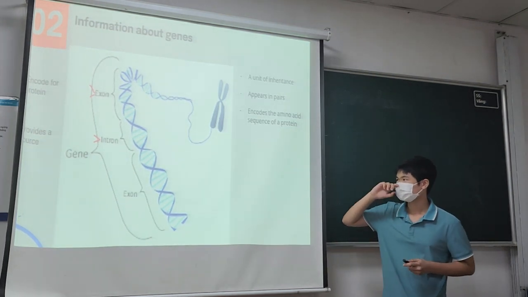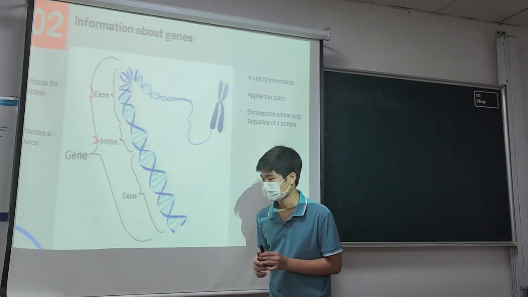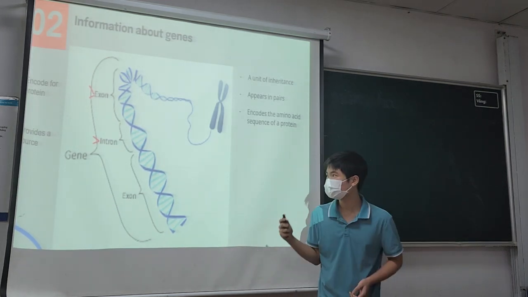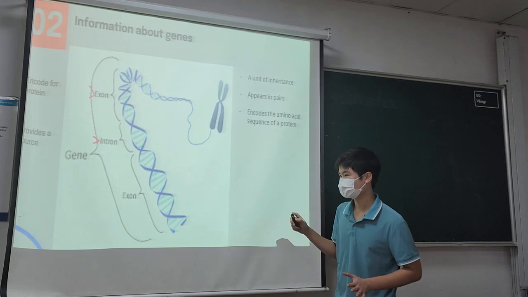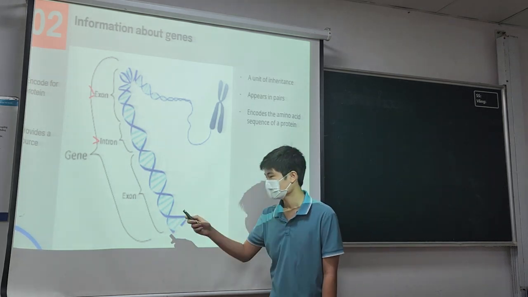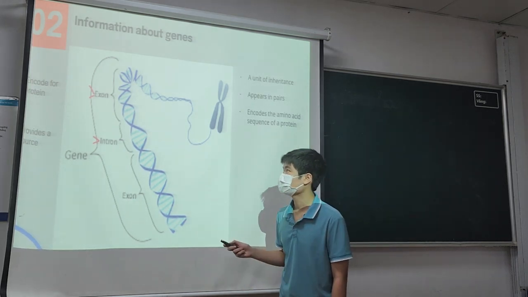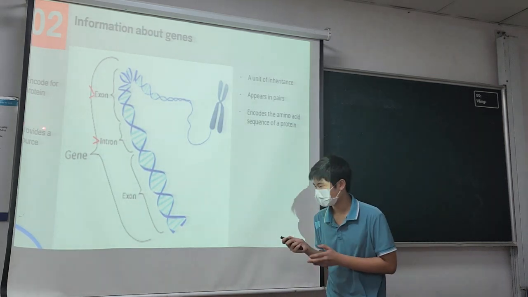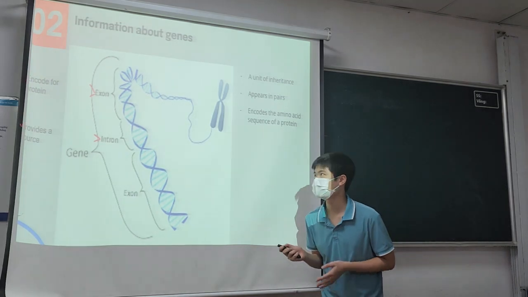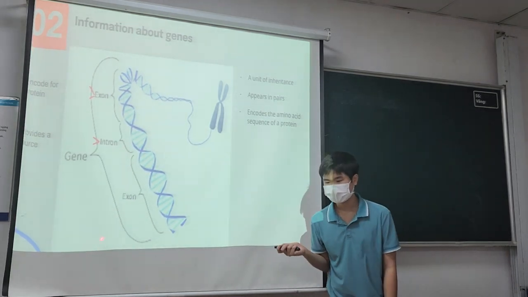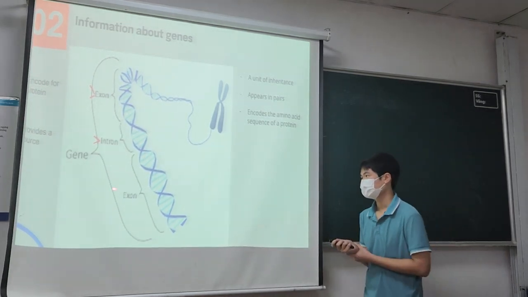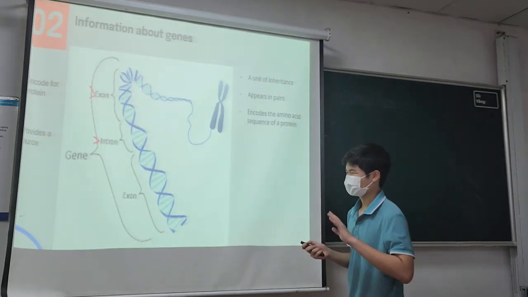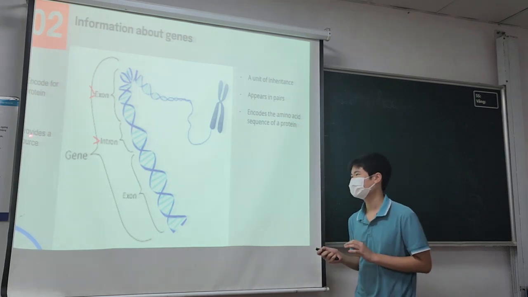Then I will show you the function of exon and intron. Exon and intron are two parts in a gene. Exon has the function of encoding for protein, and the intron has the function of providing a source of new genes.